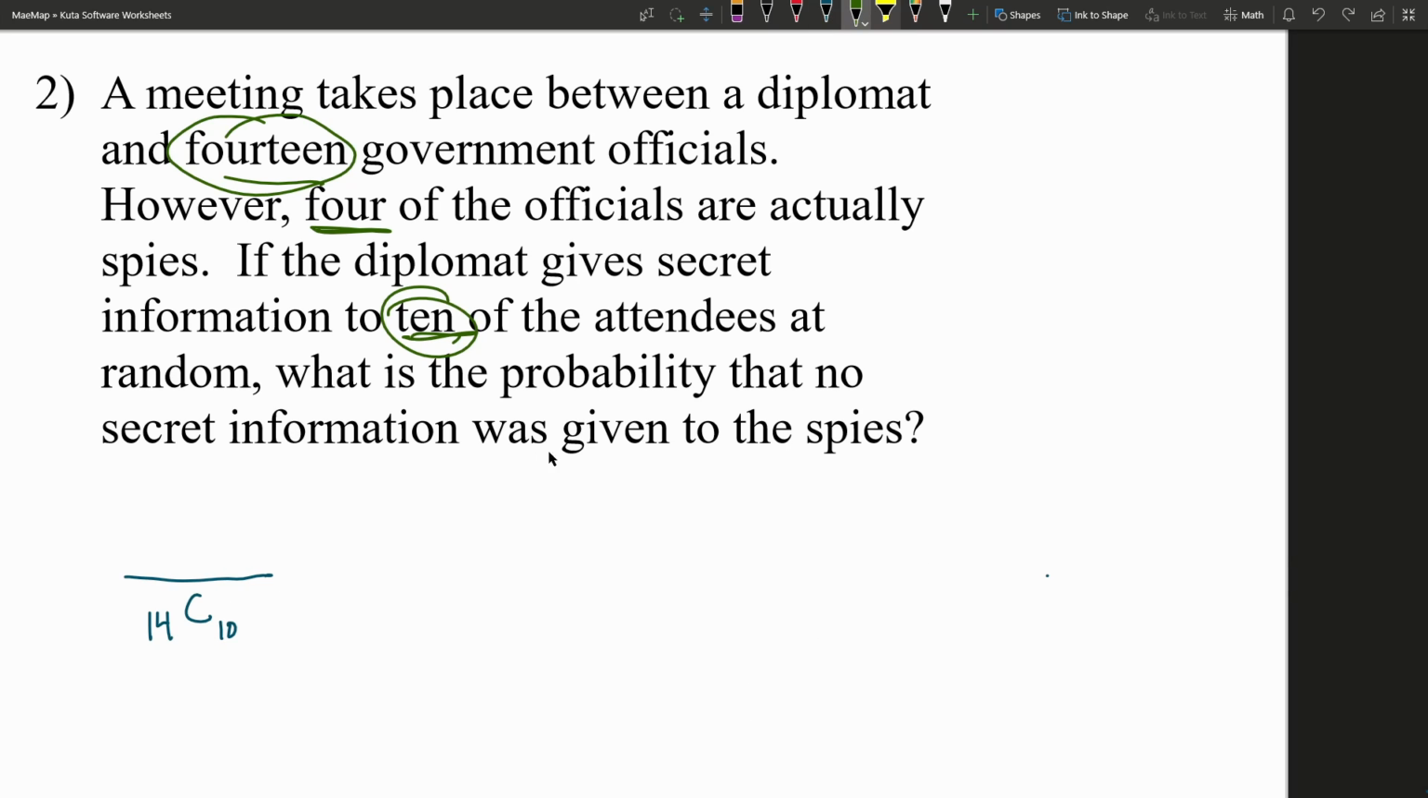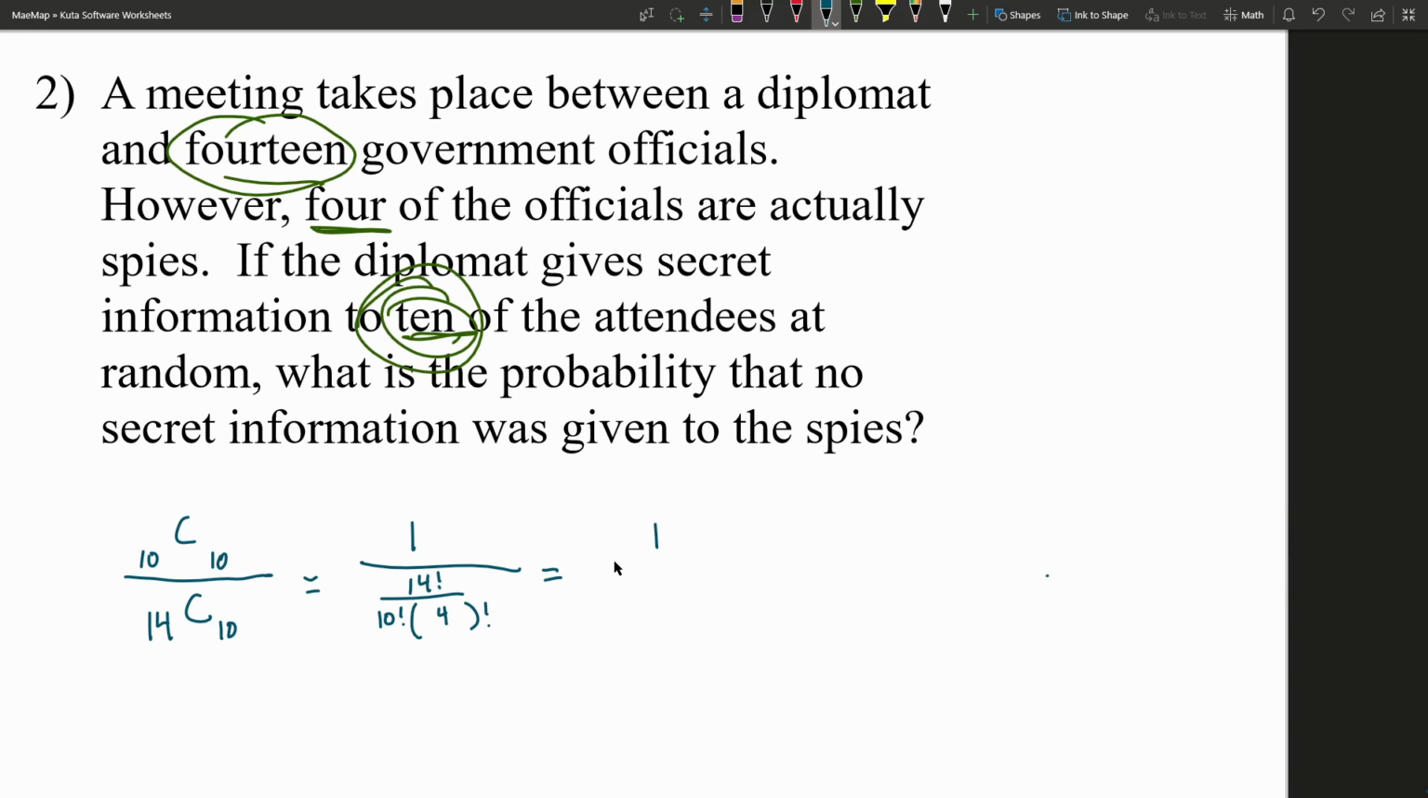And now we need to decide how to get our probability. We want to calculate the probability that no secret information was given to the spies. So out of the 10 attendees that are told the information, we want all 10 of them not to be spies. So this is going to be 10 choose 10. 10 choose 10 is just 1, all over. Let's work out this combination. That's going to be 14 factorial all over 10 factorial times 14 minus 10 factorial. Simplifying down, I know that 14 minus 10 is simply 4. So I have 14 factorial over 10 factorial times 4 factorial dividing my 1.